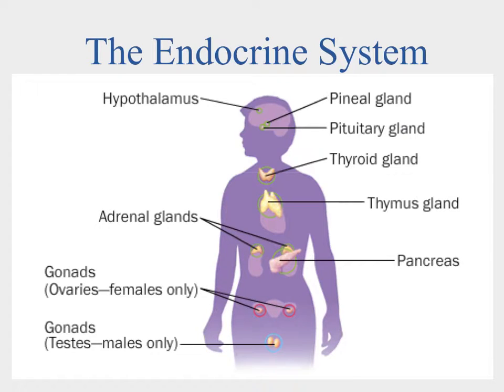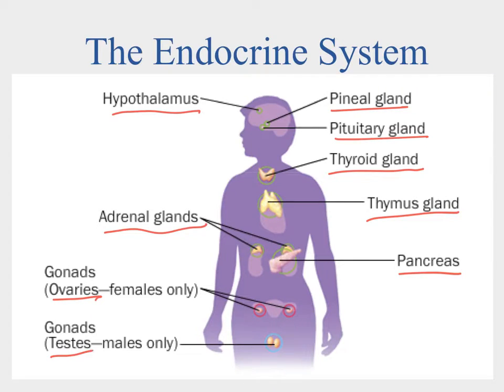So the endocrine system is a series of glands in our body. We'll talk real quickly about where they are. We have the hypothalamus up here in the brain. We have the pineal gland and the pituitary gland also in the brain. We have the thyroid gland, which we'll find around our neck, and our thymus gland, which is above the heart. We have the adrenal glands, which are located above the kidneys, and the pancreas actually is a large glandular organ as well. And then we have the gonads. In females, we have the ovaries, and in males, we have the testes.